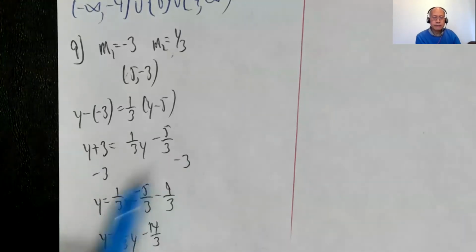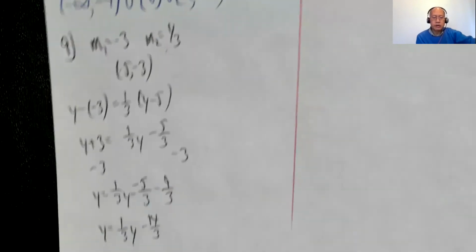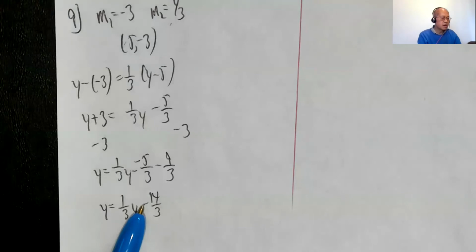Subtract 3 on both sides. So y equals 1/3 y minus 5/3 minus 9/3. So y equals 1/3 y minus 14/3. Final answer.